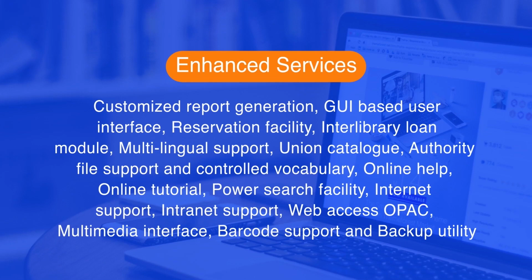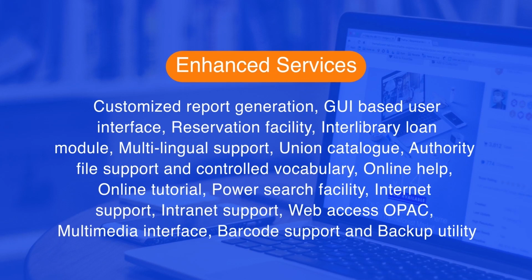So that kind of union catalog support, authority control support, or controlled vocabulary support is very important for bibliographic database management. And here you need to check whether this particular ILS is supporting integration of MARC 21 bibliographic format and MARC 21 authority format seamlessly or not. And other enhanced services for a library professional would be very helpful, like online help, online tutorial, power search facility, that means supporting different kinds of sophisticated search operators: Boolean operator, relational operator, positional operator, etc.